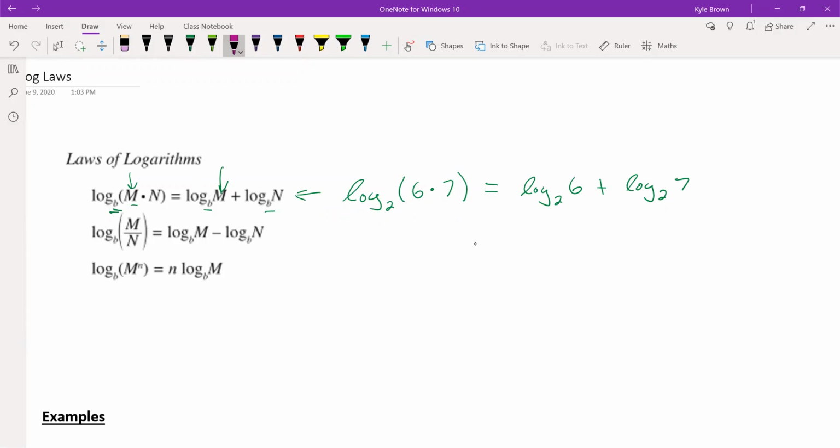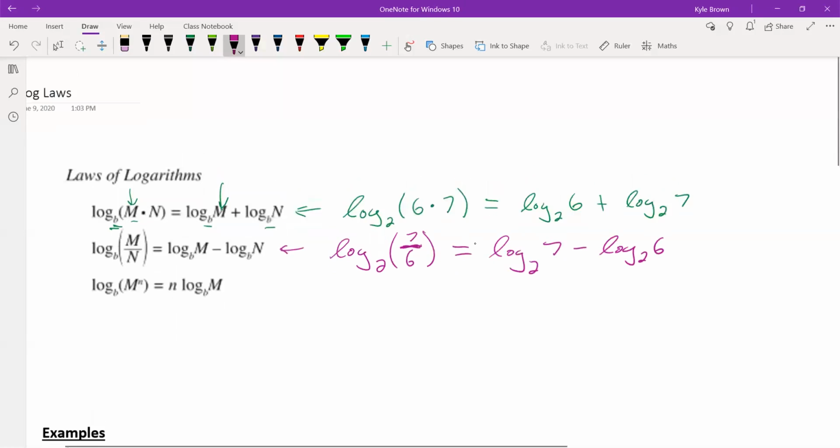Getting into the second one here, very similar actually. This one's just saying if you had something like log base 2, keeping it consistent, of 7 over 6, or something like that, something divided by something else, then that could actually be written as log base 2 of 7, and then instead of a division, it's minus log base 2 of 6. Okay, and this should look kind of familiar.